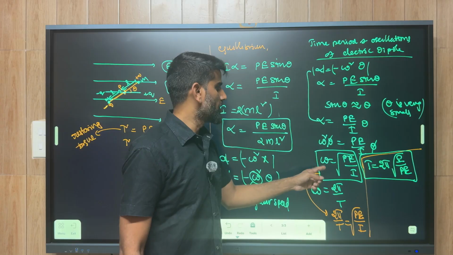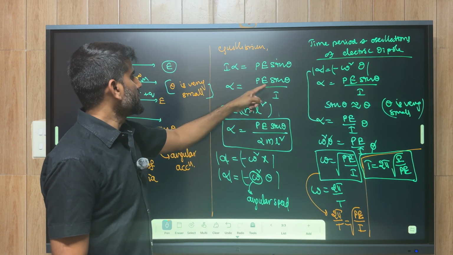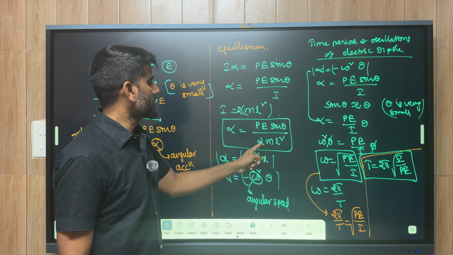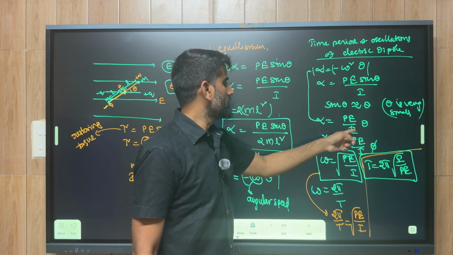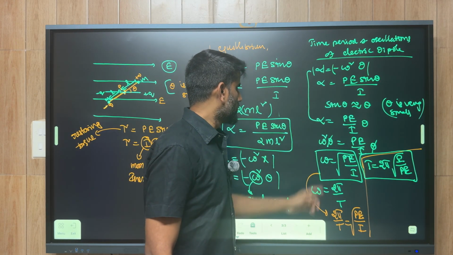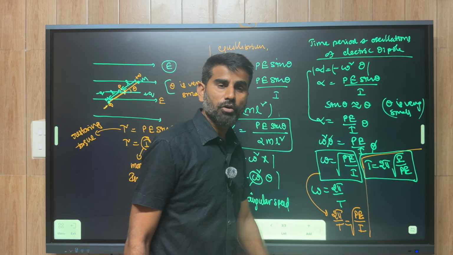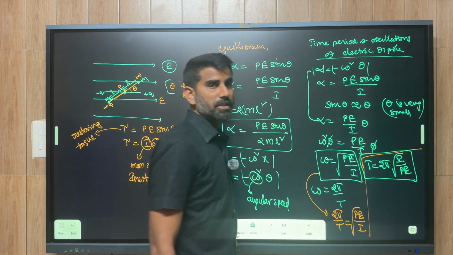So this is the expression for the time period. Did I make any mistake? PE sin theta by I, PE by I theta, right? Omega square theta is equal to PE by I theta. Omega is equal to, right? We have got the correct results. So T is equal to 2 pi root over I by PE.